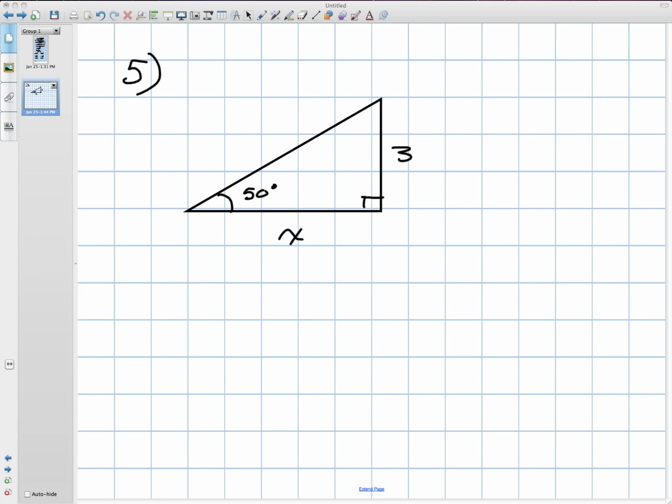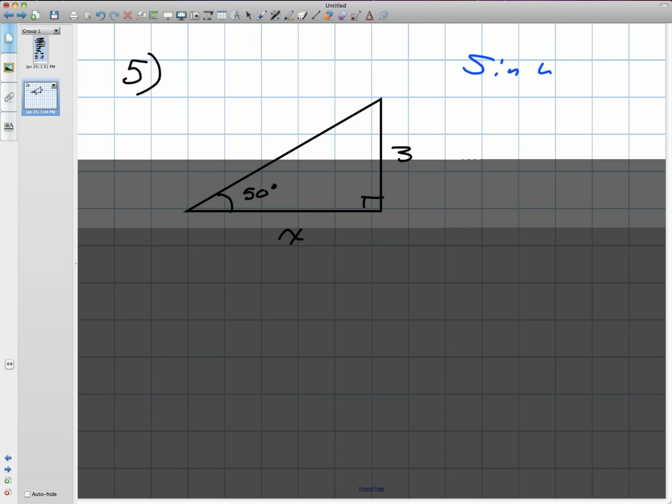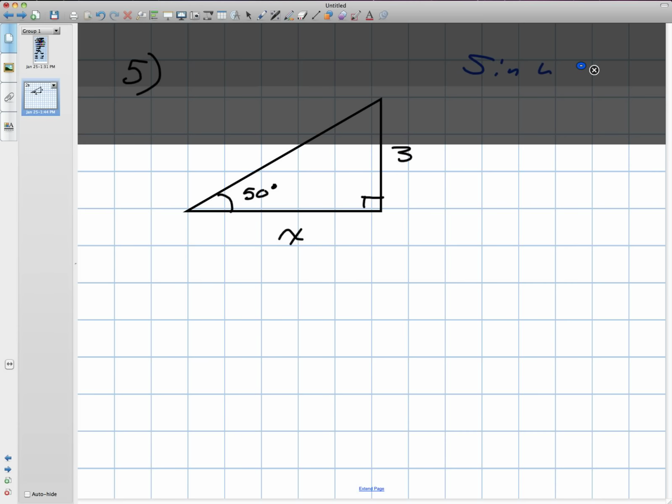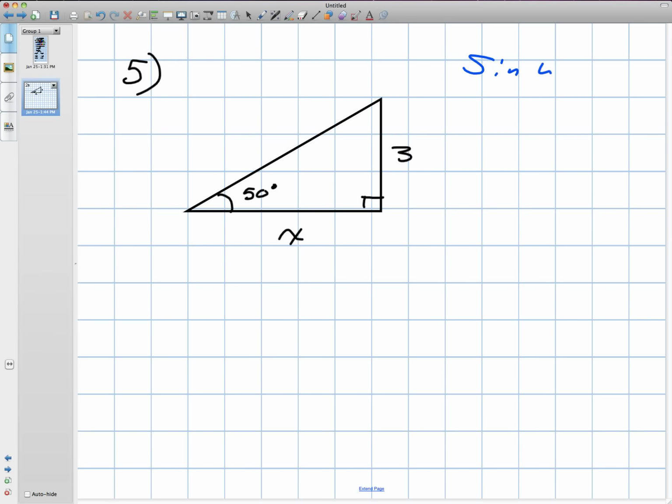Question number 5 says, find x round to 2 decimal places. So, first off, as we just discussed, either we could use sine law or we could use cosine law, okay? But that's a lot of extra work for no reason. Because this is a right angle triangle, we're going to use either sine, cosine, or tangent. Okay? So what that means is we need to find reference to what angle we have. We have angle 50. We also have the opposite side, and we're looking for the adjacent side, which means we're going to be using the tangent ratio.